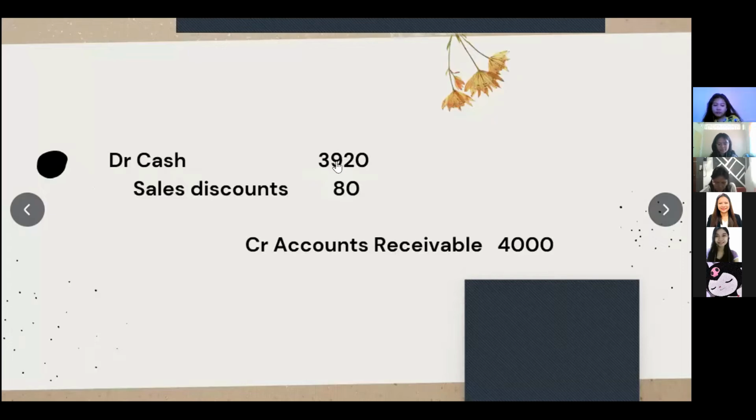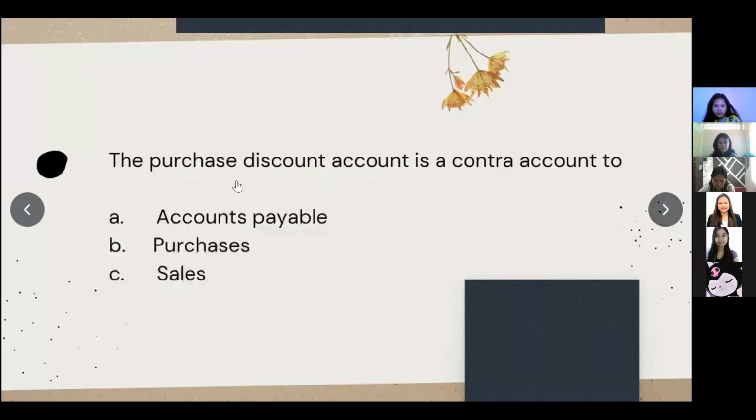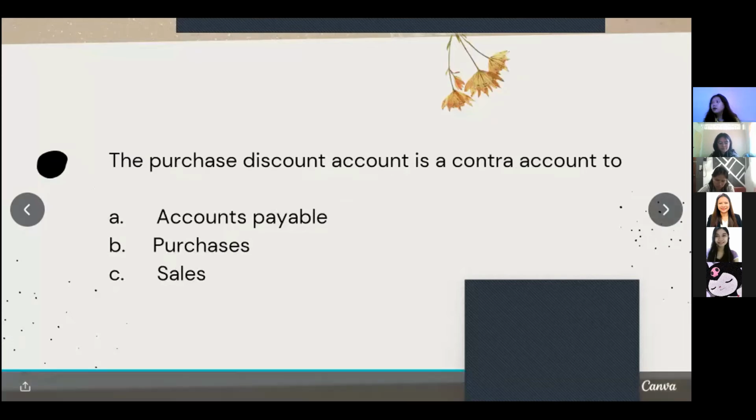Next, the purchase discount account is a contra account to accounts payable, B, purchases, or letter C, sales. Letter A.